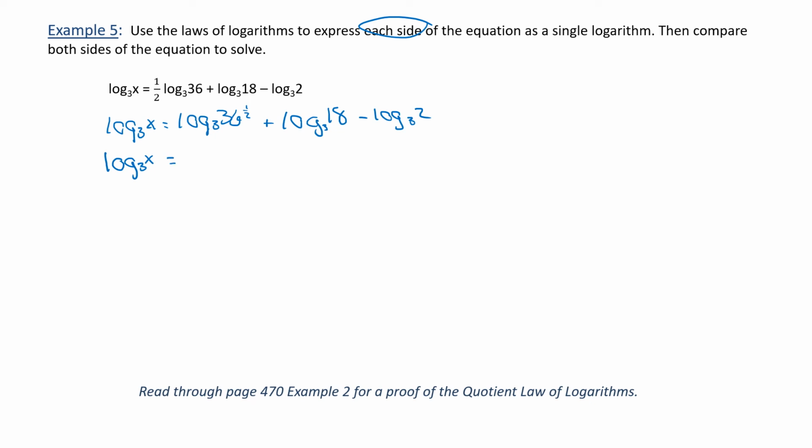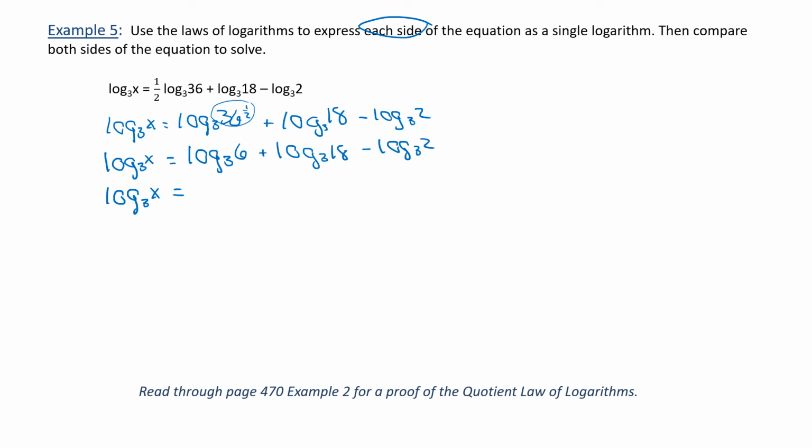The first thing I want to do though is this 36 to the 1/2. 36 to the power of 1/2 is 6. So I've got log base 3 of 6, and the rest of it, I can't do anything else here, so I'm just rewriting these parts here. Log base 3 of 2. Okay, writing it out again. Log base 3 of x equals.